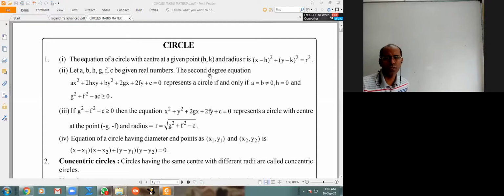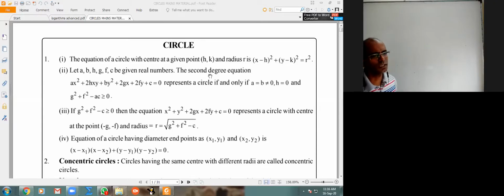That fixed point is called the center of the circle, and that fixed length, the distance between the given fixed point and the variable point, is called the radius. If it is a three-dimensional one, saying that there is a fixed point in space and they want the locus of a point at a constant distance from the fixed point, that would have been a sphere. But in a plane, it is a circle.